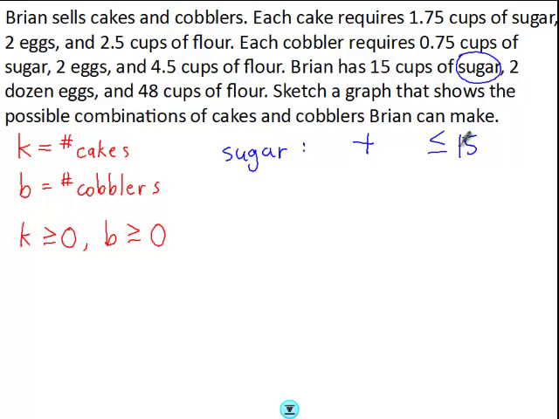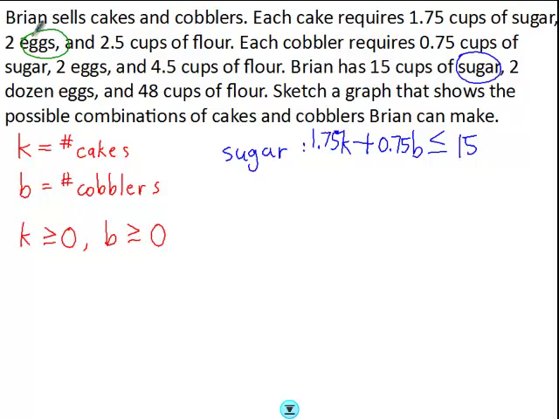Well, if he makes 0 cakes, that's 0 cups of sugar. If he makes 1 cake, it's 1.75. If he makes 2 cakes, it's going to be 3.5 cups. If he makes 3, it's going to be 3 plus 2.25, 5.25 cups. Basically, all you have to do is multiply the 1.75 times the number of cakes that he's going to make. So that's going to be 1.75 times K. We also have to consider how much sugar he's going to use for cobblers. Well, it's 0.75 times the number of cobblers. Simple as that.